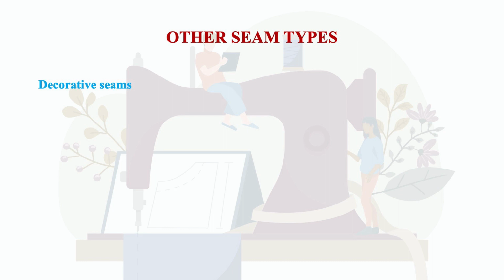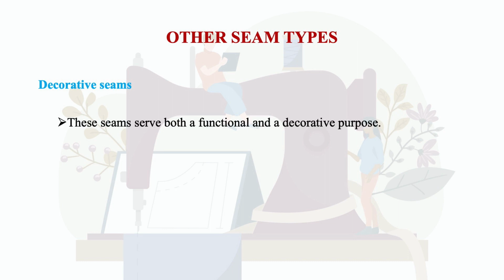Then there are some other seam types which are used for garment construction. First is the decorative seam. Apart from the seams used to develop a garment, we have some decorative seams also. These seams serve both a functional and a decorative purpose. They are used for the construction of the garment and also for decoration.